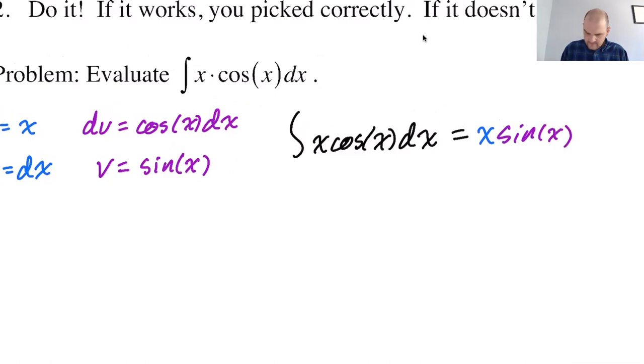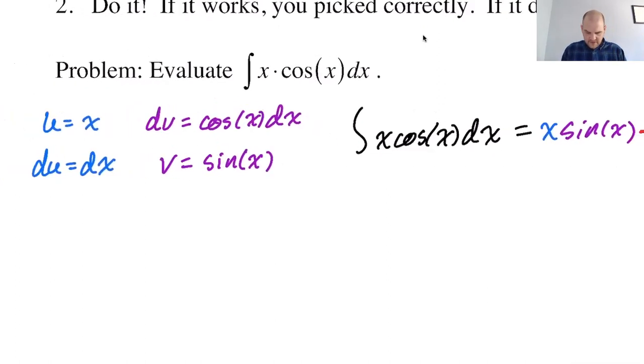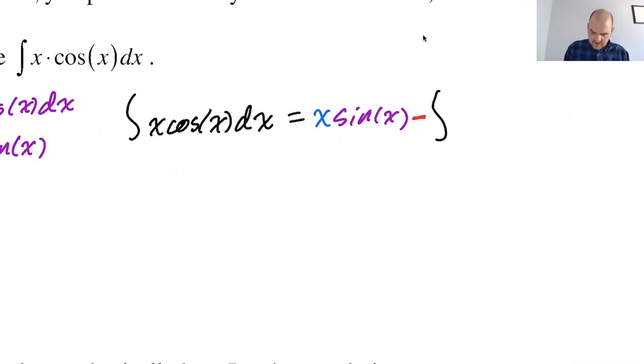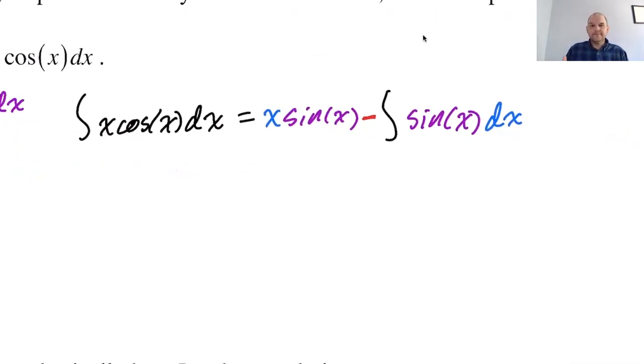So uv, and then minus, so this is important, minus the integral of v du, which in this case is sine of x dx. Okay, so it's uv minus integral of v du.